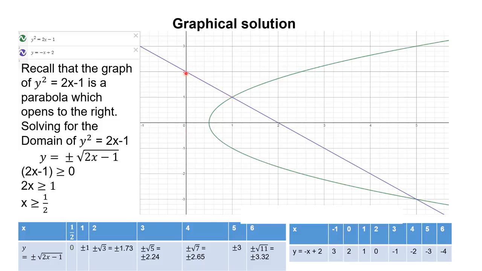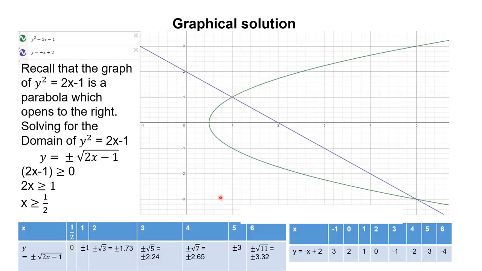When x is equal to 1, y is also equal to 1. When x is equal to 2, y is 0. When x is equal to 3, y is negative 1. When x is equal to 4, y is negative 2. When x is equal to 5, we have y equal to negative 3.